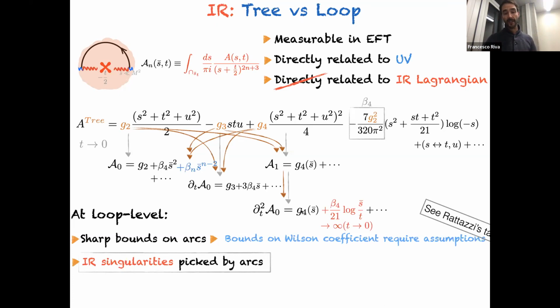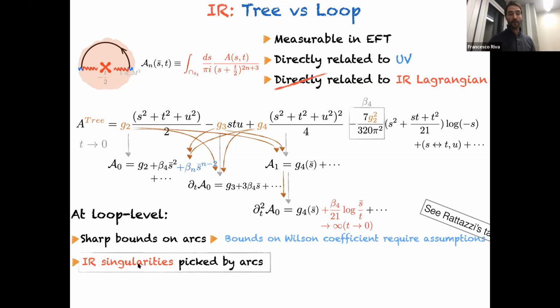There is another feature that comes out at loop level, which is that some of these arcs and their derivatives around t equals 0 happen to be singular. For instance, in the second derivative of the 0th arc, there are terms like this log of 1/t, that is singular around t equals 0. And these infrared singularities are picked up by the arcs.